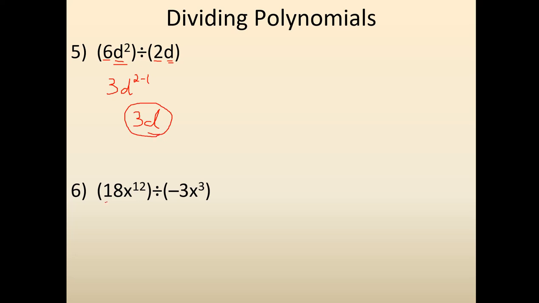Over here, coefficients 18 and negative 3. So when I divide that and plug it into the calculator, I should end up getting negative 6 as the coefficient. And then for the exponent, 12 minus 3. So altogether, my answer should be negative 6x to the 9th. All right, so that's pretty much all the practice with the monomials.